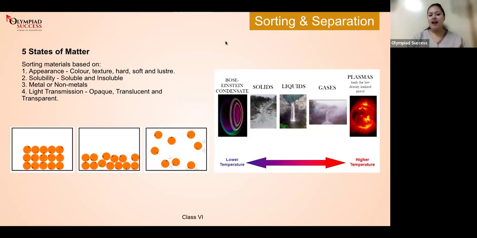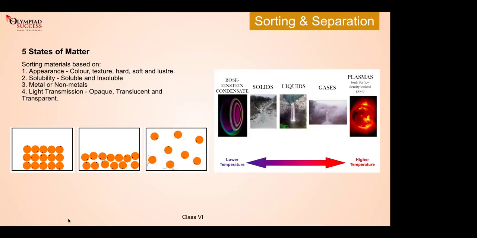Okay. And how do we sort them out? We sort them out on the basis of their appearance. That means what is the color of the substance? What is the texture? Is it smooth? Is it rough? Is it hard? Is it soft? Does it have luster? Luster means shine. Solubility. Is it soluble in a solvent, especially water? Is it soluble? Is it insoluble? Whether it's a metal or non-metal.